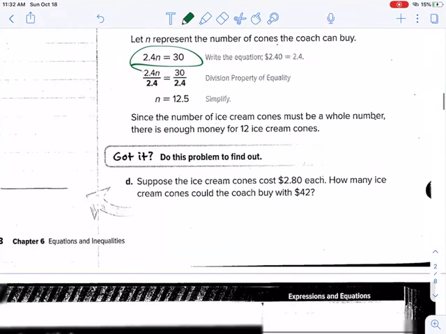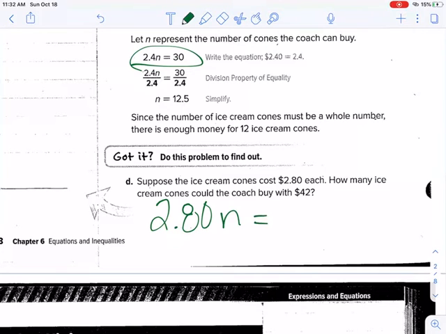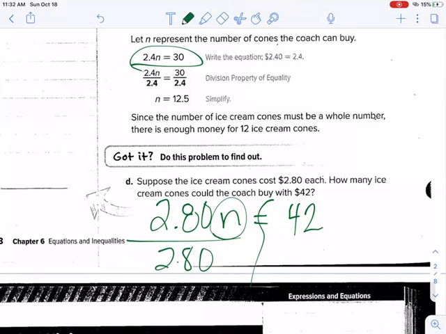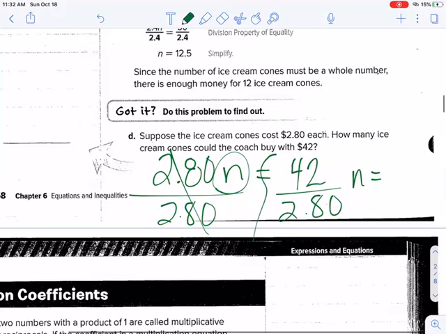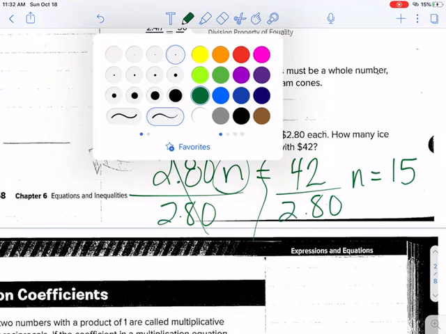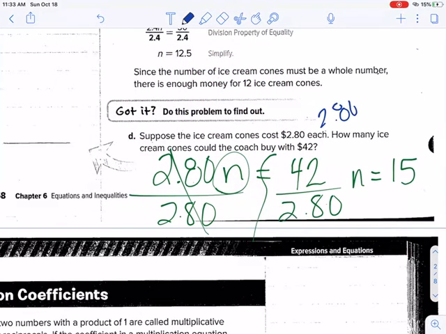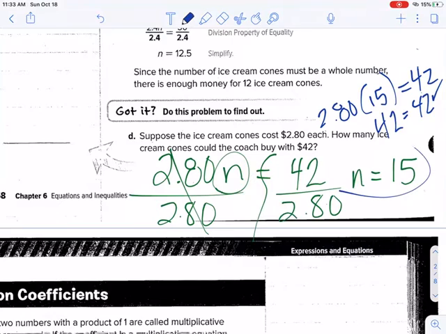So now in part D, suppose the ice cream cones are $2.80 each. N is going to be the number of cones. How many ice cream cones could he buy with $42? So go ahead and divide by $2.80. And it looks like he can buy 15 cones. Again, you want to check that. $2.80 times 15, does that give us 42? That's good. So 15 cones would be good.